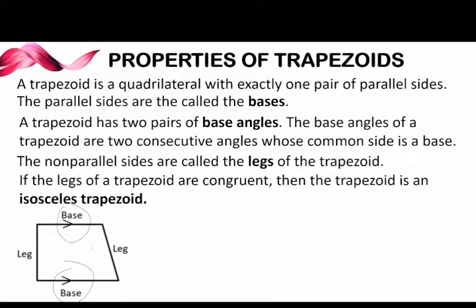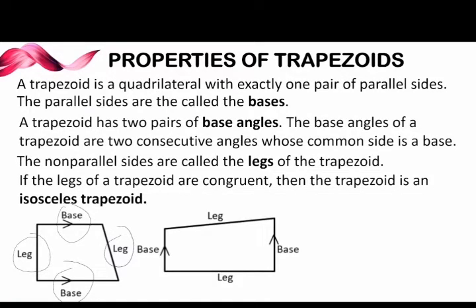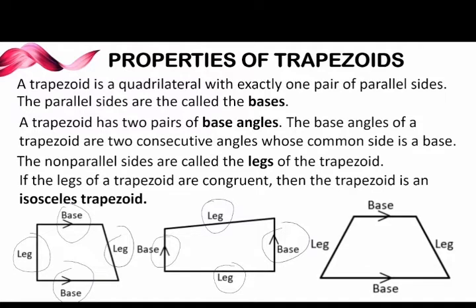And then as you can see, we have the legs. They are the non-parallel sides. Alright? And another example, or another figure, this one, it is a trapezoid also, but in a different position. Okay? Ito yung parallel sides, the bases, and then ito naman yung mga legs. Alright? The non-parallel sides. And once again, when the two legs of the trapezoid are congruent or equal, ayan, the trapezoid is what we call isosceles trapezoid.